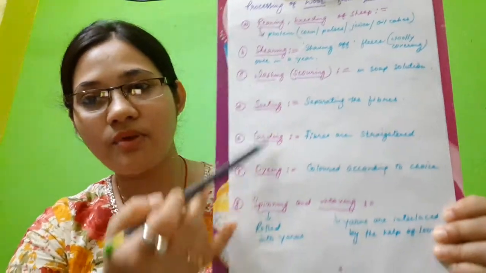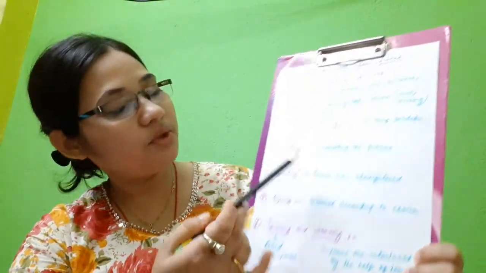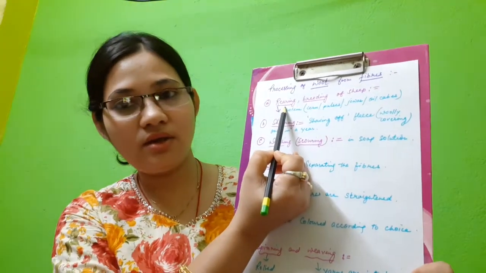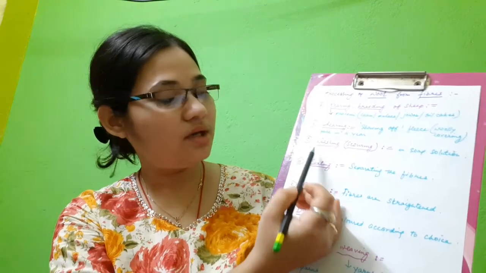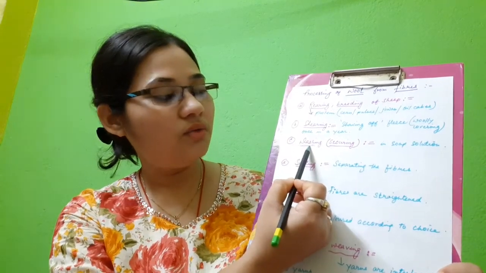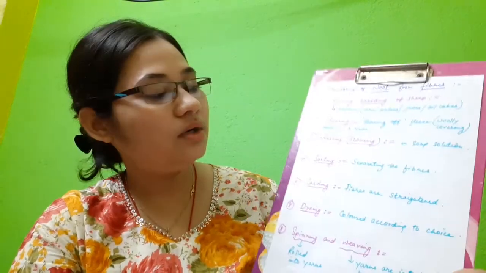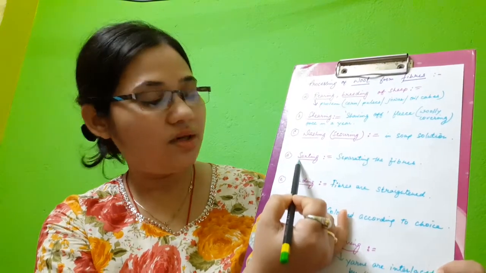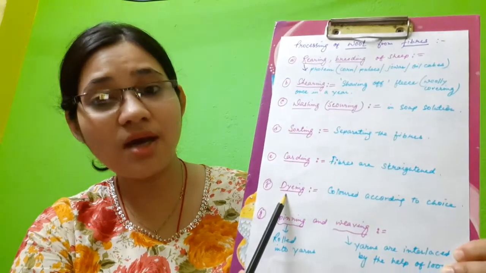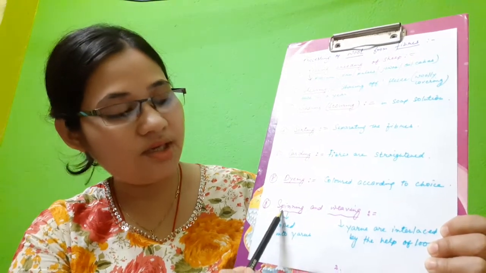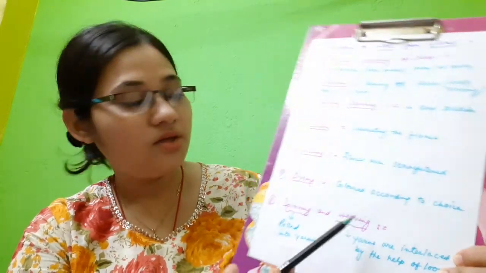There are different processes which are given in our book. Let me quickly read out. The rearing, rearing or breeding of sheep. Then comes the shearing, that means shaving off. Then comes the washing or scouring of the fur. Then comes sorting. Then comes carding. Then comes dyeing, and finally spinning and weaving. So these are the different steps which are used during the processing of wool from fiber.